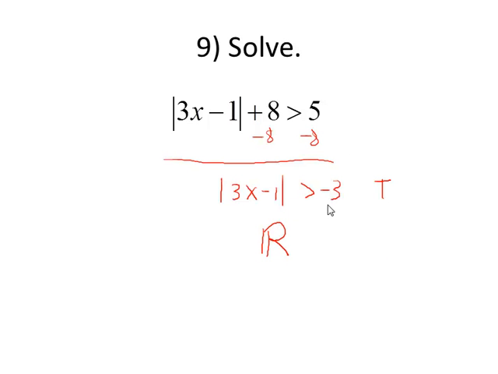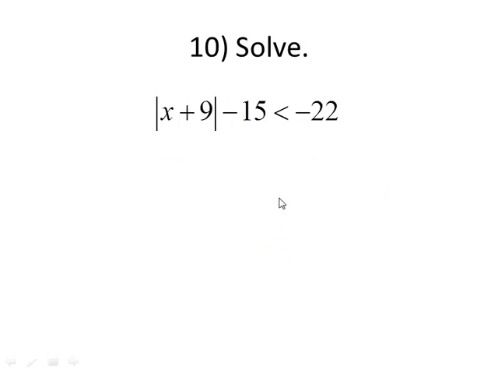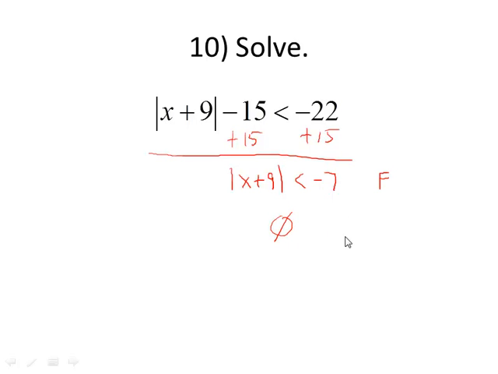Recall that when you compare an absolute value to a negative number, you're either going to have no solution or the set of all real numbers will be your solution set, and you've got to figure out which is which. Okay, again, we begin by isolating the absolute value here. Add 15 to both sides, and we're left with the inequality: the absolute value of x plus 9 is less than negative 7. Again, comparing an absolute value to a negative number is an exception case. Can a positive number or a 0 be less than a negative number? That's impossible. This is always going to be a false statement, so we say this inequality has no solution.